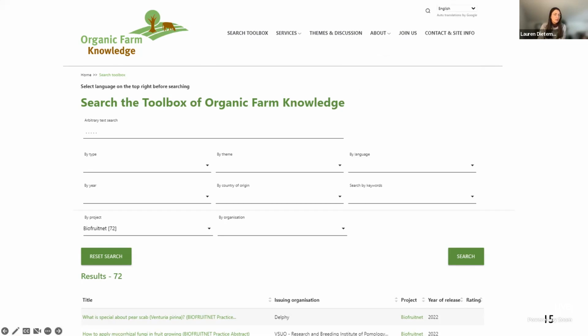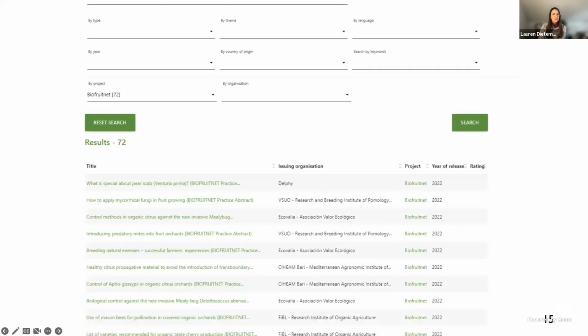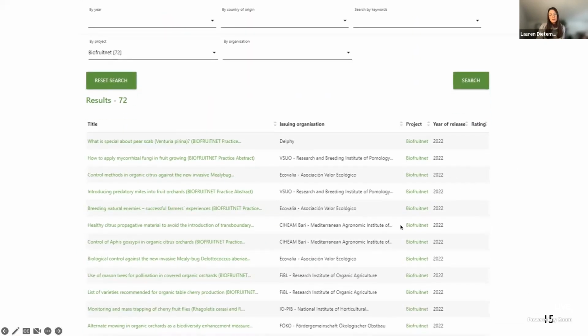Or if you're not looking for anything specific, you're just interested to learn more and see what the project tools have to offer, we can just scroll down and browse all of the tools available from the project.